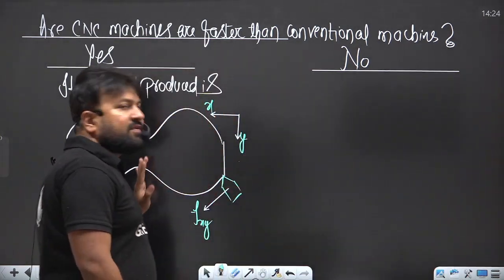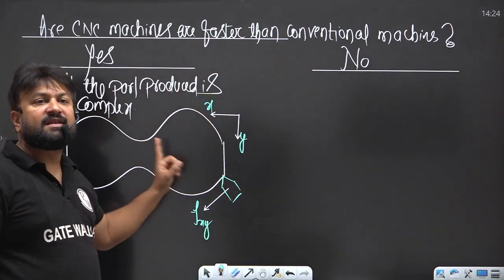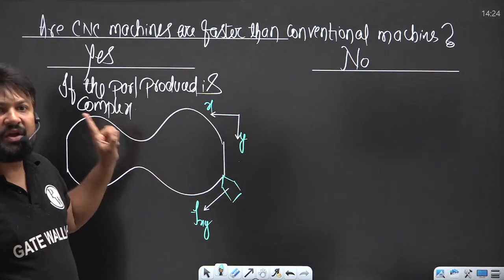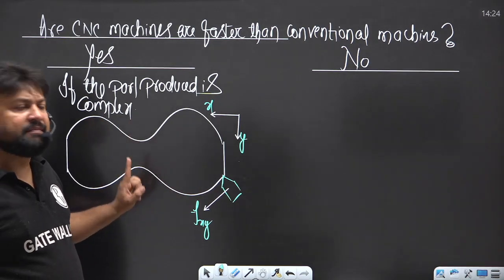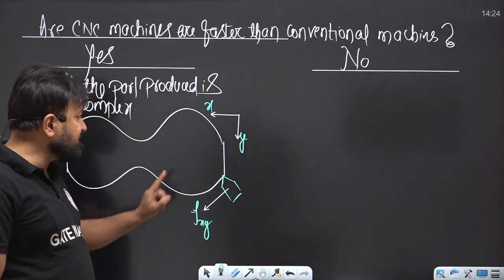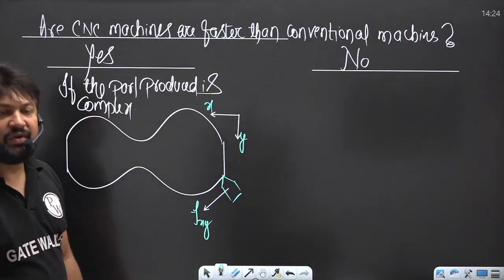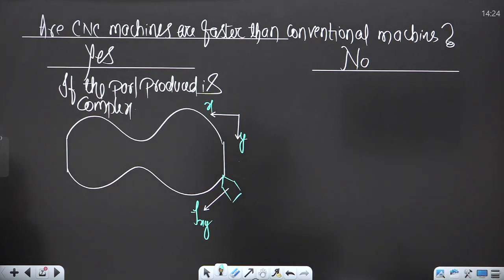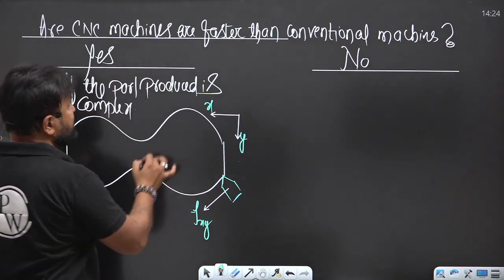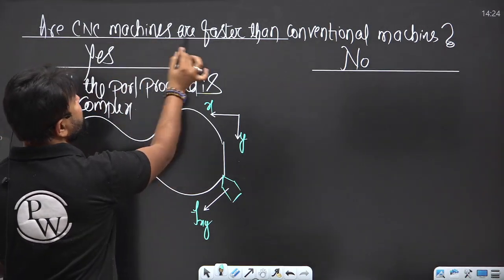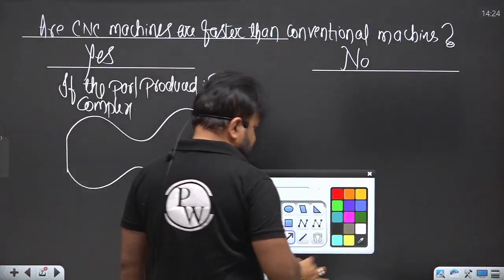So CNC becomes faster because if you maintain the feed manually, there is a chance that either the x direction or the y direction feed is going to be disturbed. That's why here the CNC machine is faster. So the answer is yes, CNC machines are faster than conventional machines.